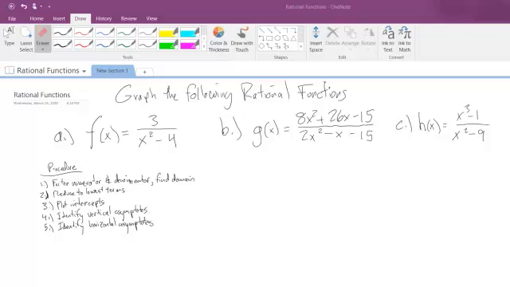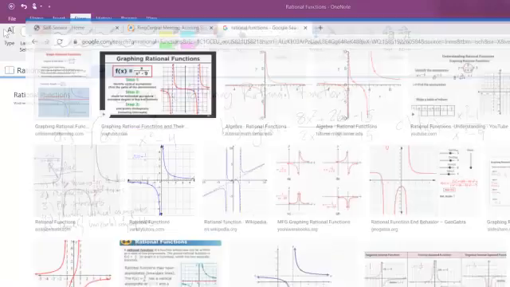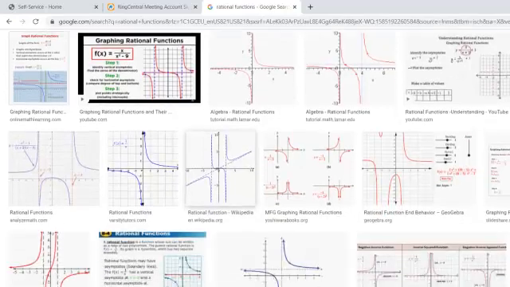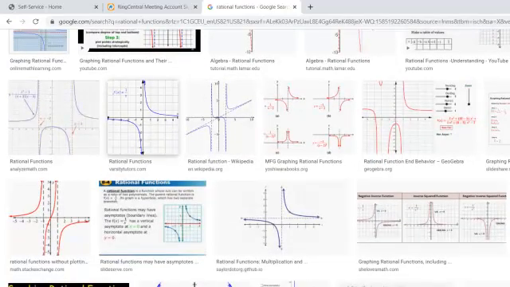The first thing, though, even before hitting that procedure, is to get an idea of what rational functions look like. I've got an example of that. Just Googling the words rational functions and then selecting images brought up a number of examples. I'm going to look at this one down here first. Let me bring it up where we can see it.